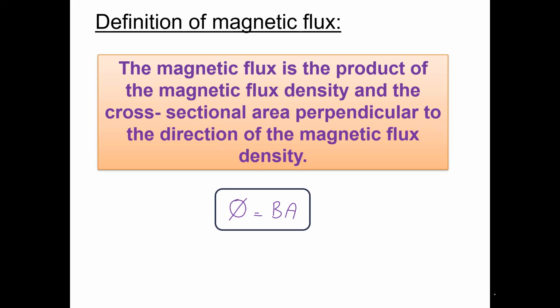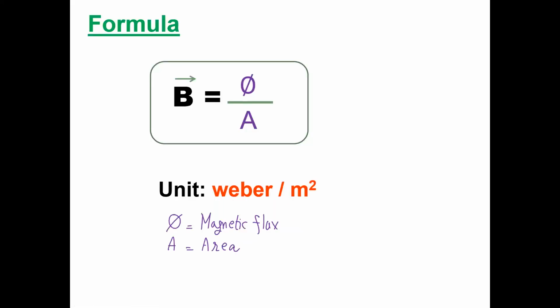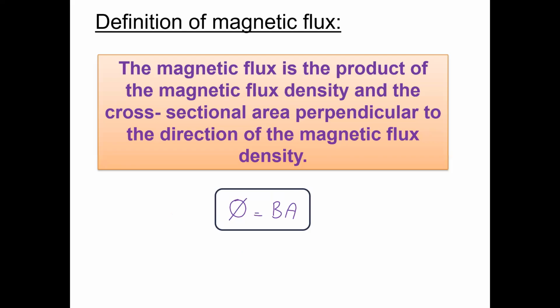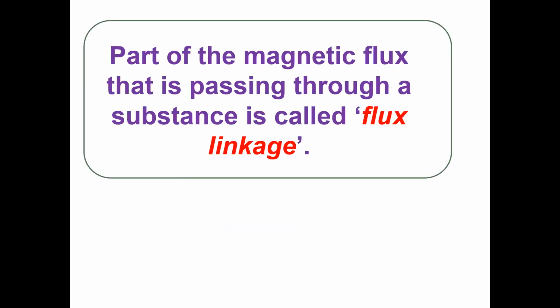Done, sir. So we use the previous formula, B is equal to phi upon A, and we rearrange it to get phi is equal to B into A. Using this formula, we made the definition for magnetic flux.